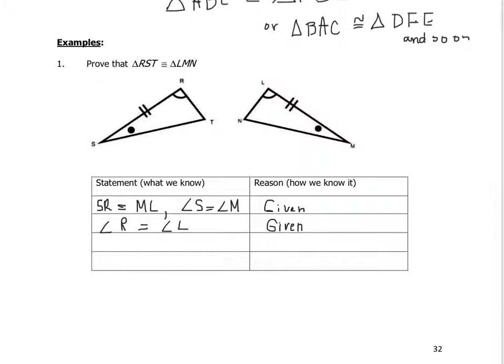Alright, so I couldn't really fit it, I wrote too large there, but anyway, that's okay. So now I have enough information. I have ASA, both triangles have two angles with a side in between equal. So now I can state my congruent statement that triangle RST is congruent to triangle, R matches with L, S matches with M, and T matches with N, and that would be angle, side, angle congruence.